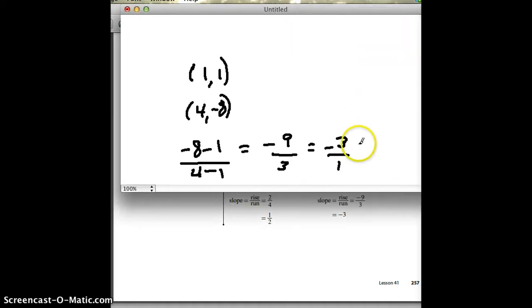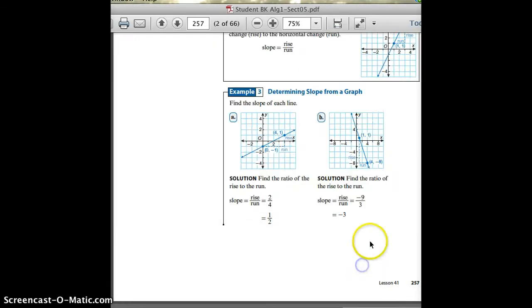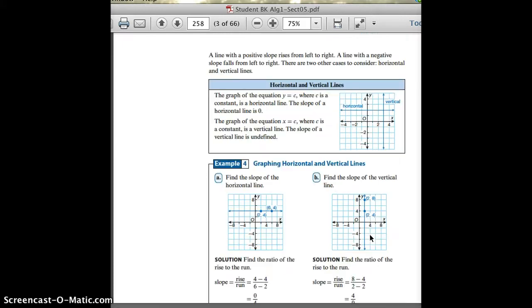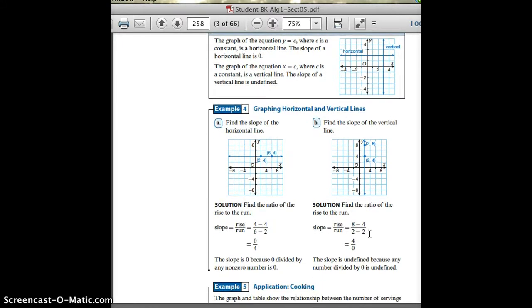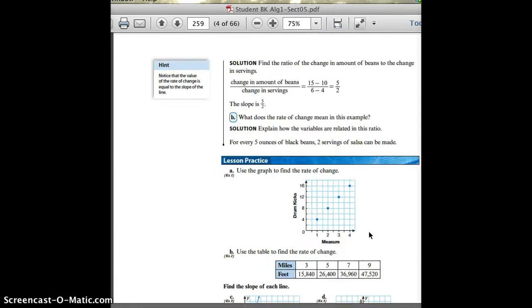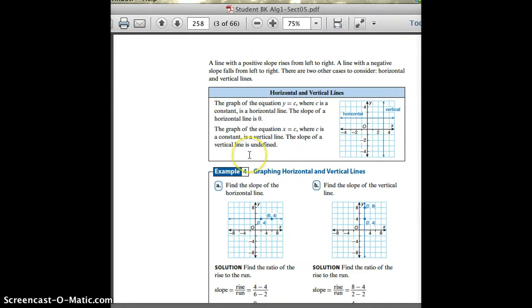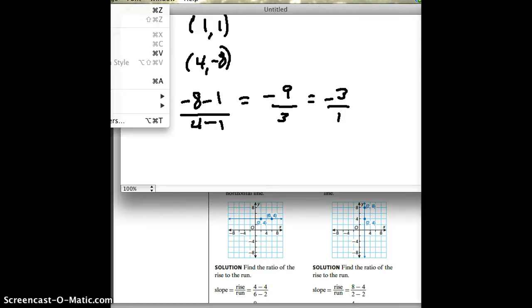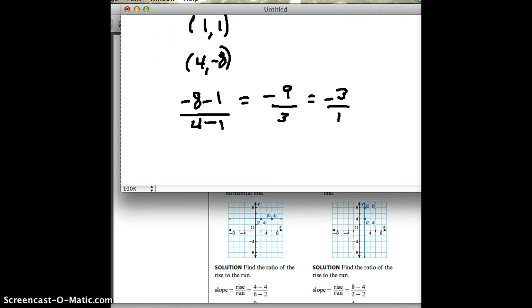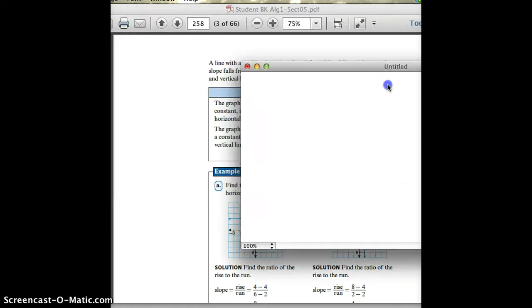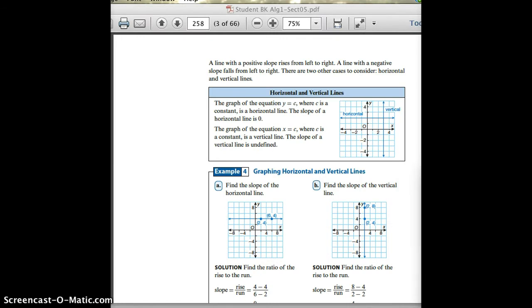So let's go ahead and do the next example here. This is page 258. A line with a positive slope rises from left to right. A line with a negative slope falls from left to right. There are two other cases to consider, and they are horizontal and vertical lines. These two cases a lot of times give people fits, and I'll show you how to remember this.